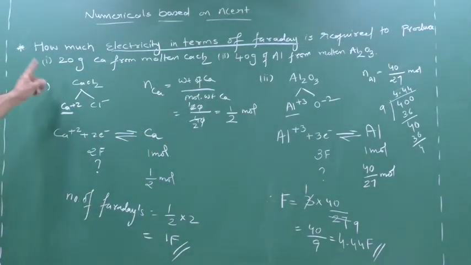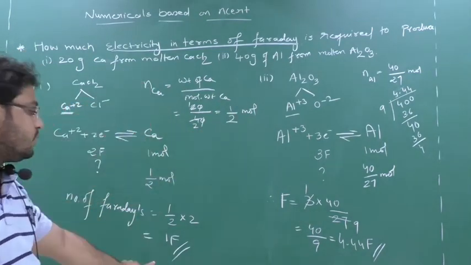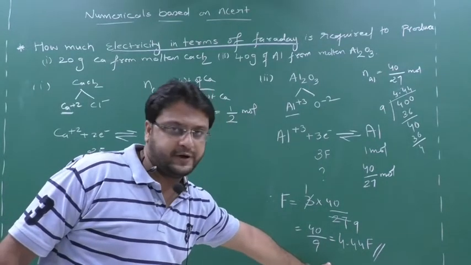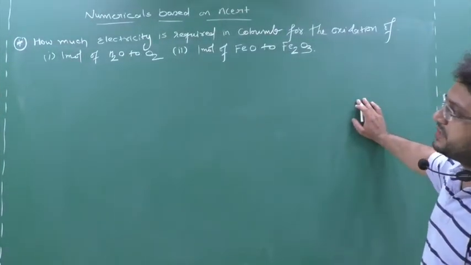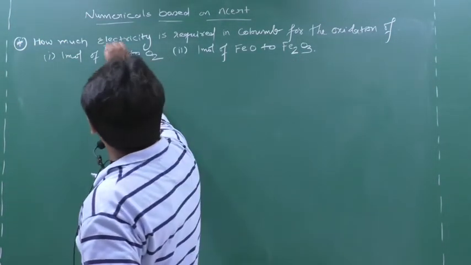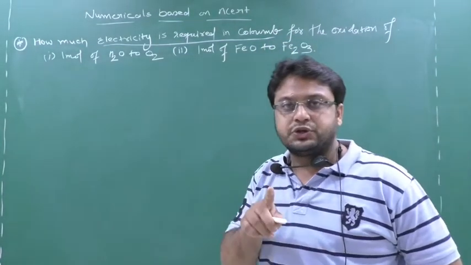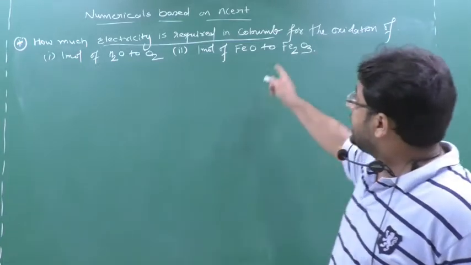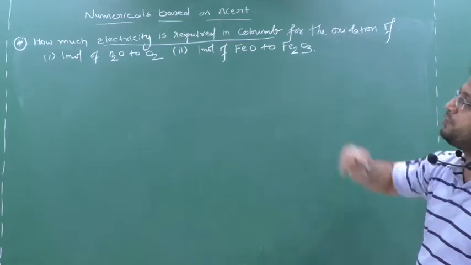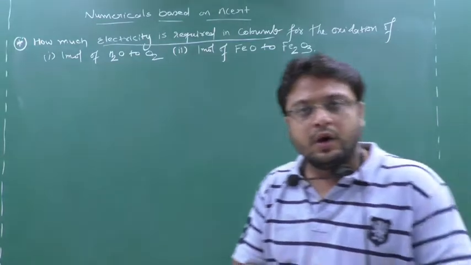So the final answer: how much electricity in terms of Faraday is required to produce calcium from calcium chloride? 1 Faraday. And for molten aluminium? 4.44 Faraday. The second question says how much electricity is required in Coulomb. Now they are asking for the electricity in terms of Coulomb; in the previous question they asked in terms of Faradays. Now they ask you to calculate in terms of Coulomb for the oxidation of 1 mole of H2O to O2 and FeO to Fe2O3, which means we have to do the oxidation reaction here.